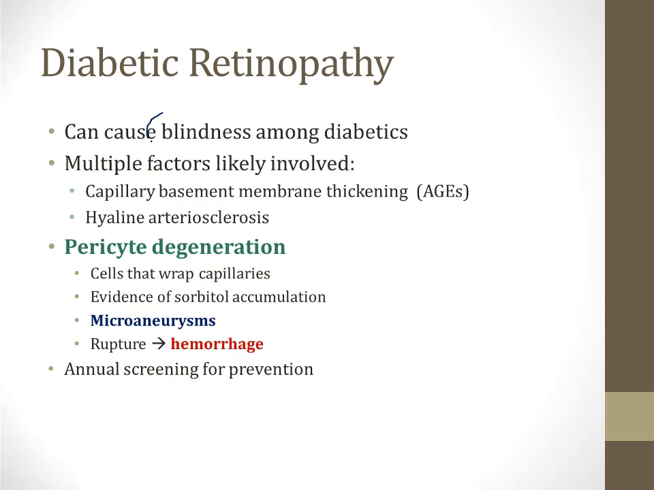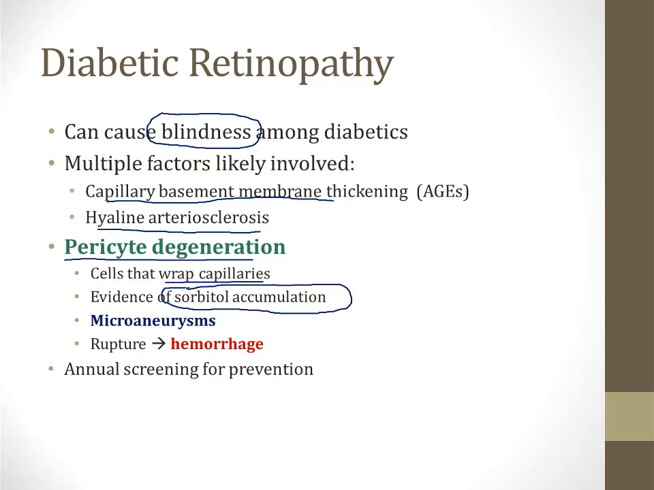Diabetic retinopathy can cause blindness among diabetics. There are multiple underlying mechanisms that are likely involved. AGEs have been shown to play a role by leading to capillary basement membrane thickening. There is evidence of hyaline arteriosclerosis as well. But from the point of view of sorbitol, what you should be aware of is that the pericytes in the retina degenerate in diabetic retinopathy. Pericytes are cells that wrap capillaries, and there is evidence that sorbitol accumulates inside of the pericytes and leads to osmotic damage. When the pericytes degenerate, microaneurysms in the retina can occur, and they can rupture and lead to hemorrhage. And microaneurysms and hemorrhage are classic features of diabetic retinopathy.